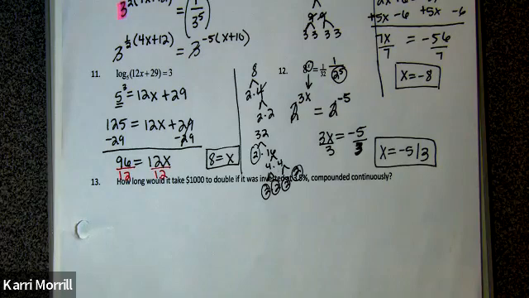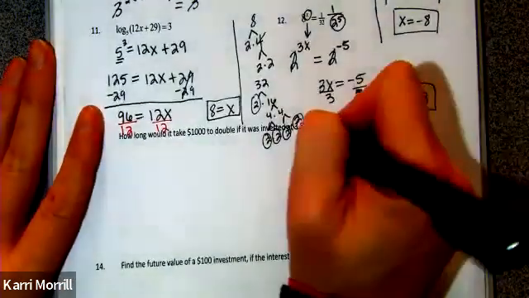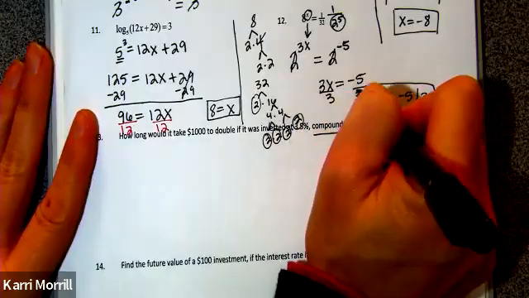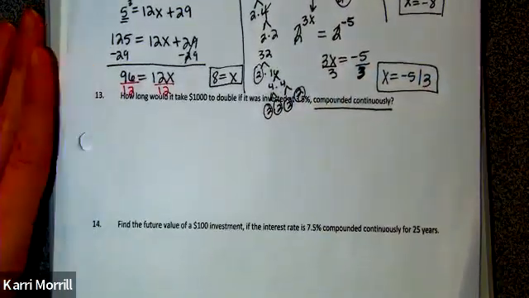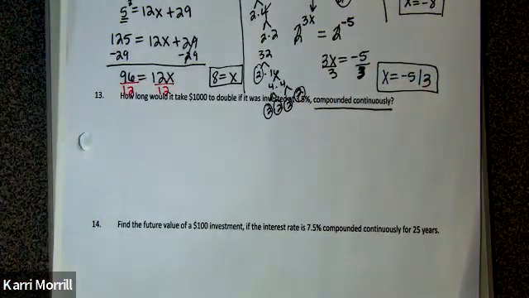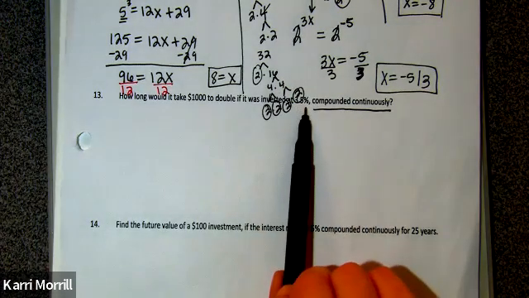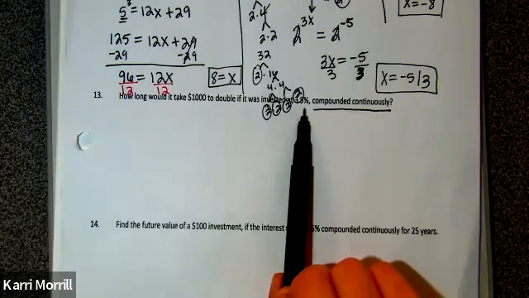Make sure you have your formulas handy because you will have some questions that use those continuous formulas or the compounding daily formulas. Number 13 says, how long would it take for $1,000 to double if it was invested at, I think that says 3.8%, or is that 5? Is it 5? It's 3.5%. Yes. Okay, I wrote over it.